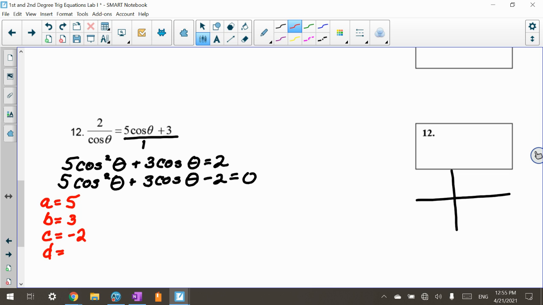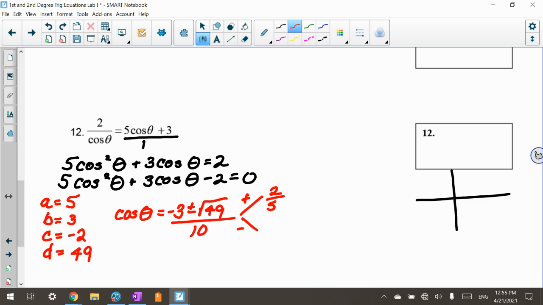When I do b squared minus 4ac, I get 49. So then the cosine of the angle is negative b plus or minus the square root of 49, all over 2a, or 10. Then I'm going to do the addition and the subtraction. When I do the addition, I get 2/5. It reduces down to 2/5. When I do the subtraction, I get negative 1. So now I have the cosine of theta equals a positive 2/5, and the cosine of theta equals negative 1.